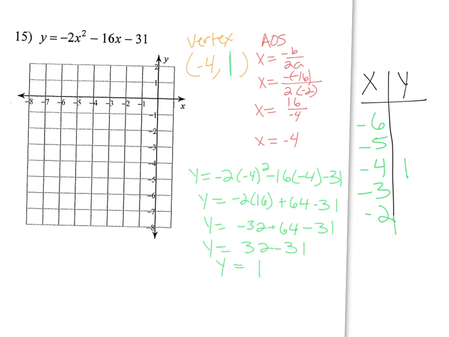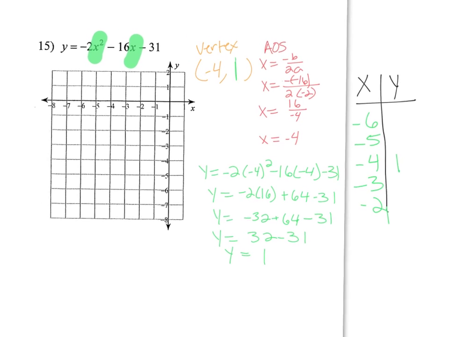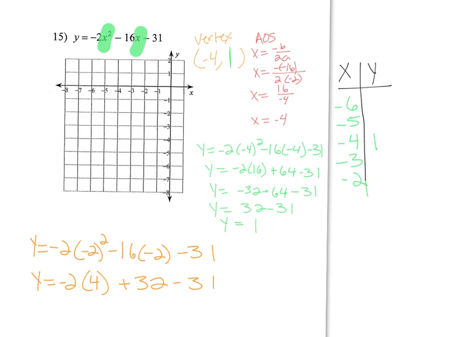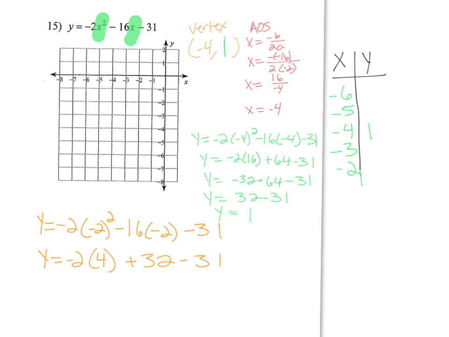If I were to plug -2 in for x in the equation at the top, let's take a look at what I would get. I'll do that work on the side, zoom out a little bit. So y equals -2 times (-2) squared minus 16 times -2 minus 31. Y equals -2 times 4 plus 32 minus 31. And from there we get y equals -8.